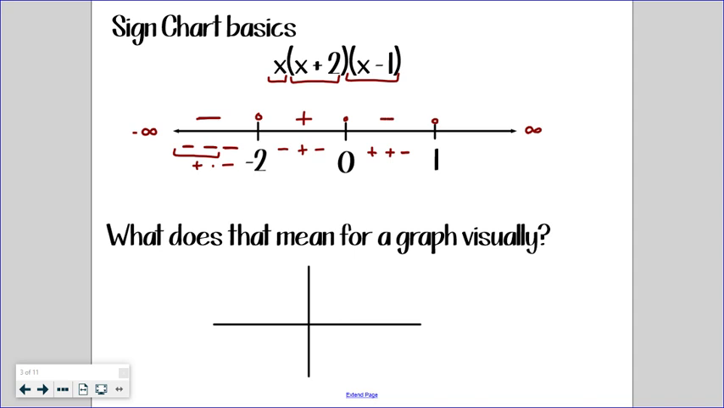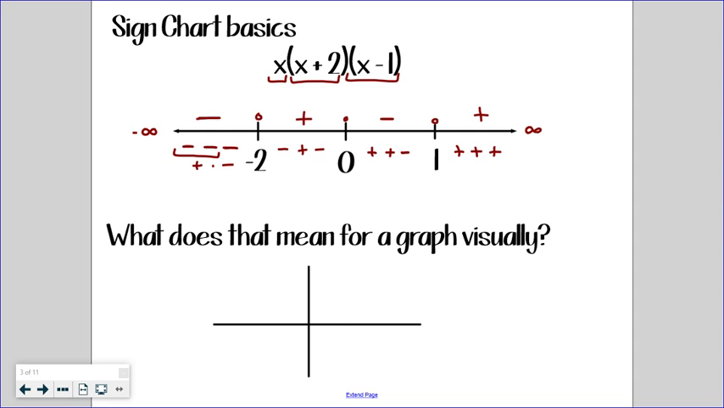And then something bigger than 1 would be like positive 10. It doesn't matter which, you can pick anything bigger than 1. Plug it into that first spot, it's positive; second spot is positive; 10 minus 1 is positive. A positive times a positive times a positive is positive.